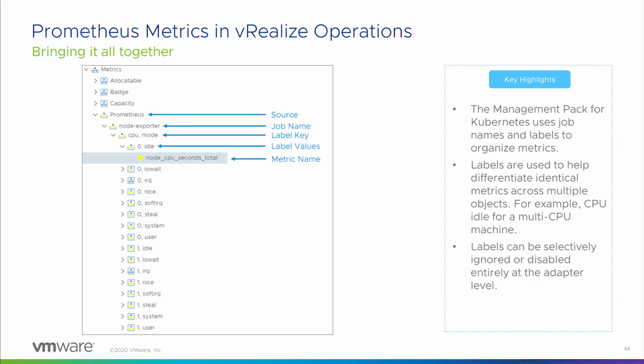And then finally, the label values themselves. And so this is how jobs and labels are used within vRealize Operations to structure this data. If we were to ignore these labels, you can imagine what kind of a mess this would be, right? We'd have a dozen or so metrics all named node_cpu_seconds_total, and we wouldn't have an idea of what CPU it is or even what measurement that metric represents.